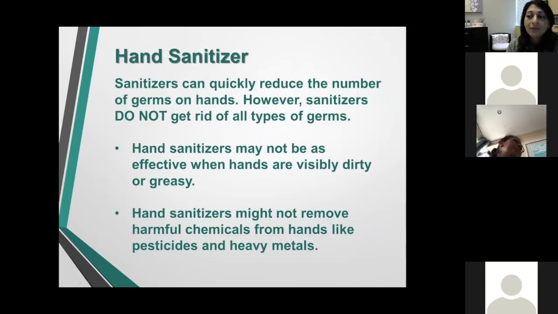Sanitizers can quickly reduce the number of germs on your hands. However, sanitizers do not get rid of all types of germs. Hand sanitizers may not be as effective when hands are visibly dirty or greasy, and hand sanitizers may not remove harmful chemicals from hands like pesticides or heavy metals. It is a good way to cleanse your hands of germs when you're going to be touching other surfaces until you are in a place where you have running water and soap that you can wash your hands with.